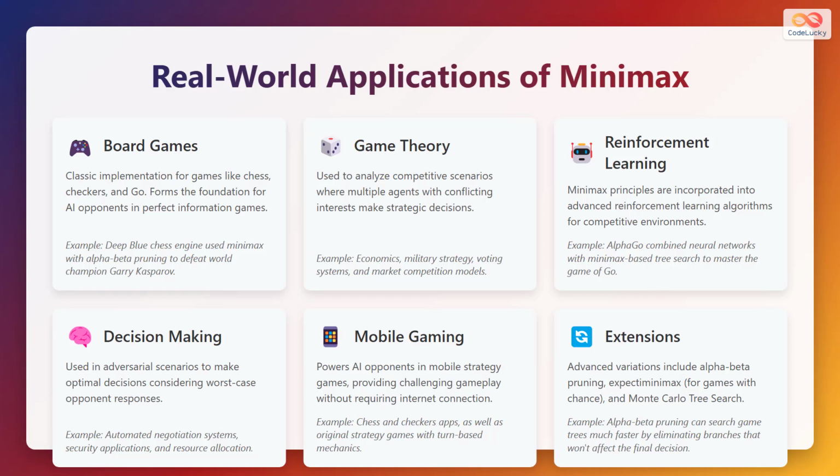There are advanced variations in Minimax algorithms such as alpha-beta pruning, expectiminimax for games with chance, and Monte Carlo tree search. Alpha-beta pruning can search game trees much faster by eliminating branches that won't affect the final decision.